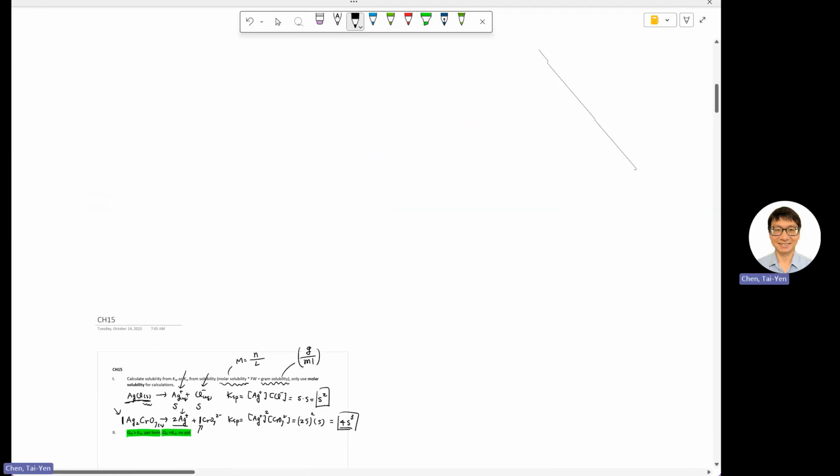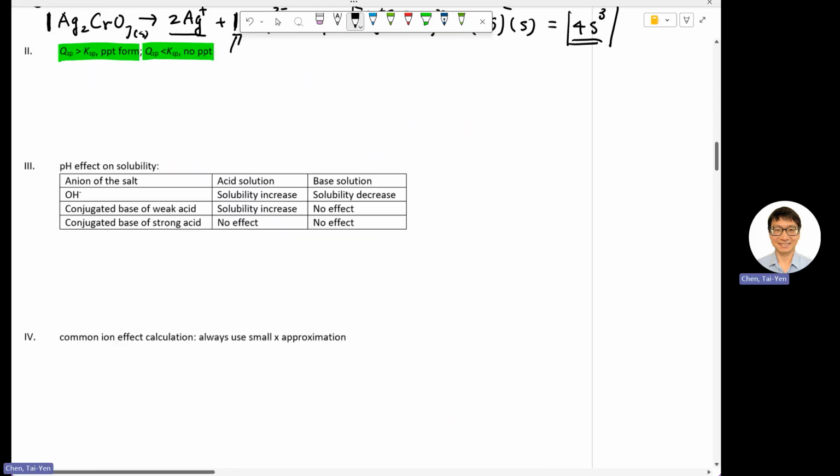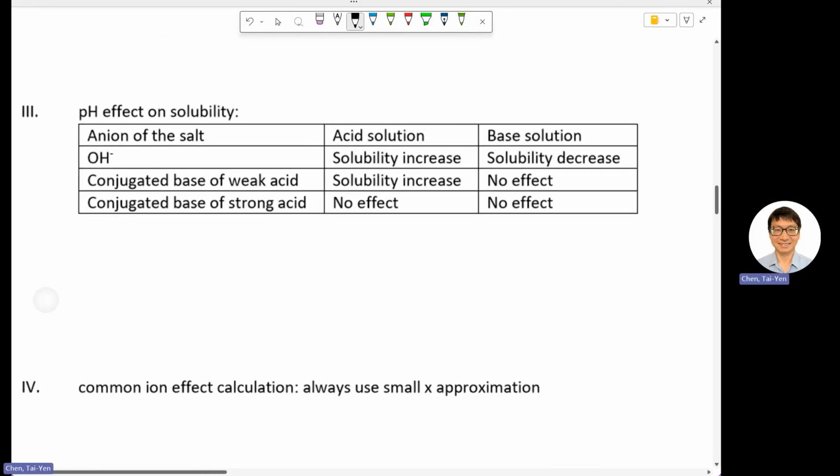The third concept that we need to know is this. This is actually pretty interesting. Effect of pH on the solubility. So the question basically says, which of the following species is going to change its solubility when you put it into a more acidic or more basic solution?